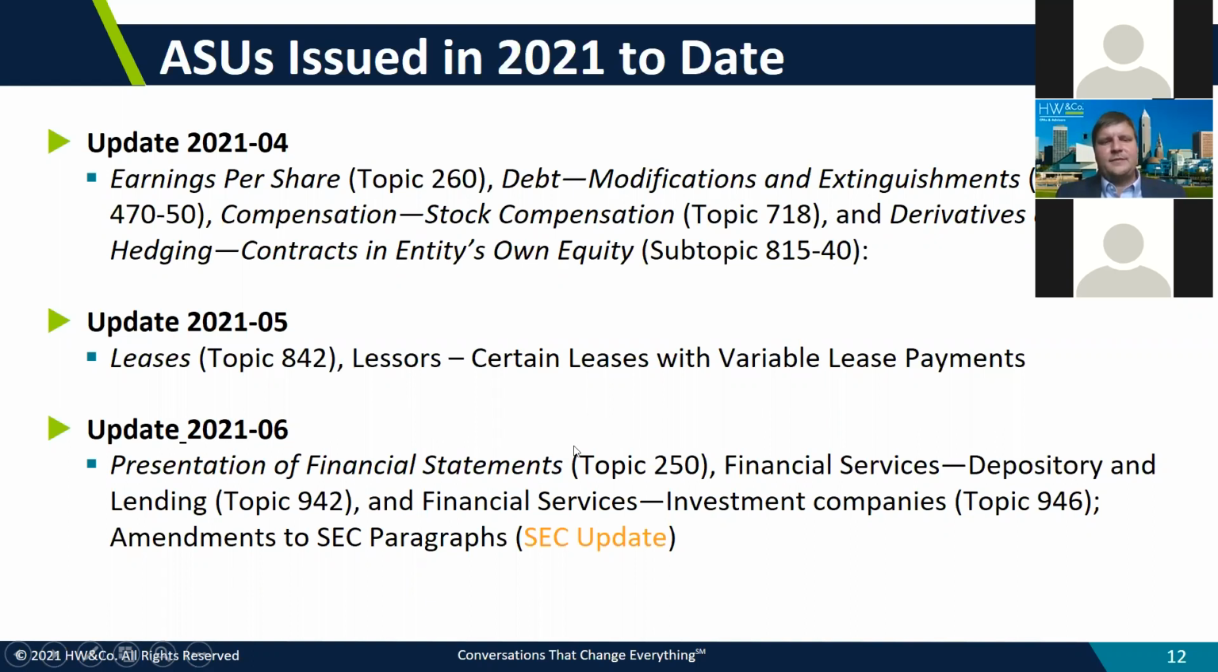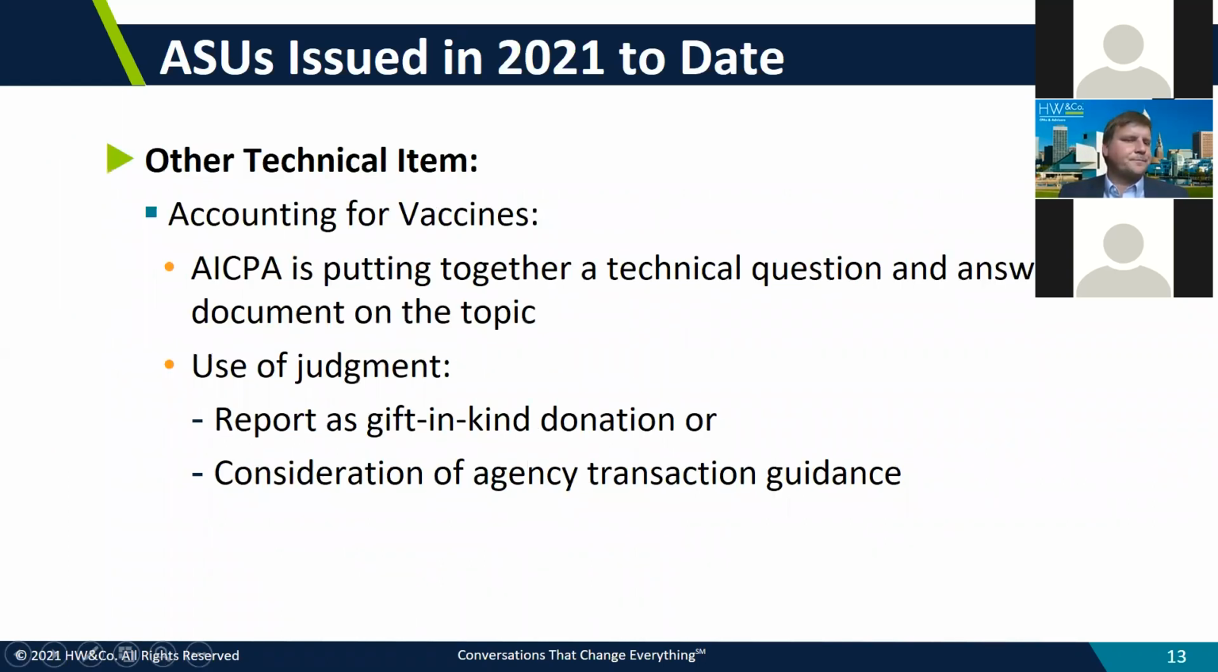2021-06, which is the last accounting standard update that came out in 2021 so far, is an SEC update, so public company, and we're not going to touch on that. Just another accounting issue that has come up recently has to do with how organizations account for vaccines.